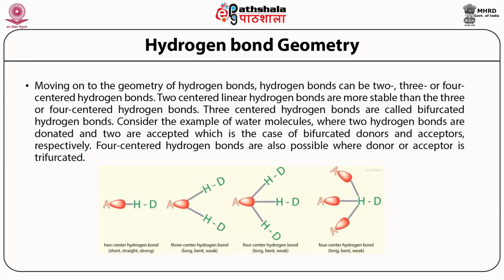Moving on to the geometry of hydrogen bonds, there are different types of hydrogen bonds. There are two-centered linear hydrogen bonds, which are more stable than the three- or four-centered hydrogen bonds. Three-centered hydrogen bonds are called bifurcated hydrogen bonds. Let's consider the example of a water molecule, where two hydrogen bonds act as donors and two are accepted, which is the case of bifurcated donors and acceptors respectively. Four-centered hydrogen bonds are also possible, where the donor or the acceptor will be trifurcated.